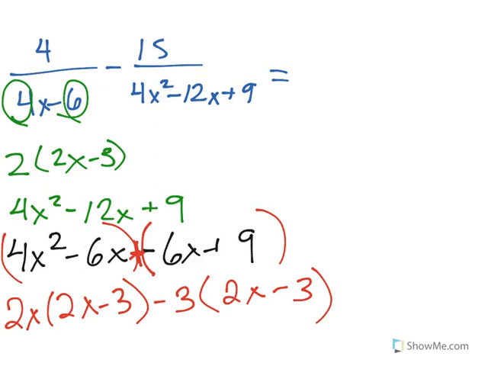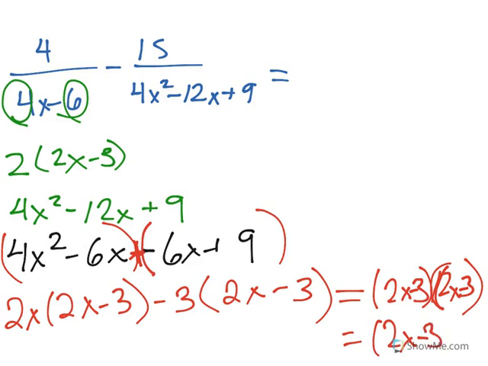So we can factor out a 2x minus 3 from both terms, and we're left with 2x minus 3 times 2x minus 3, which is just 2x minus 3 squared. So we factored out our second denominator and found that it was 2x minus 3 squared.